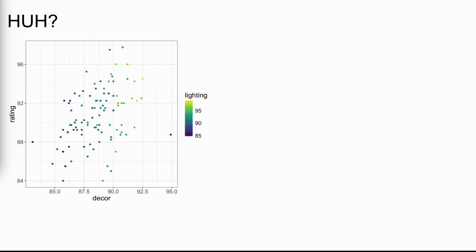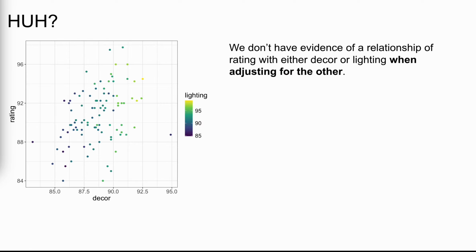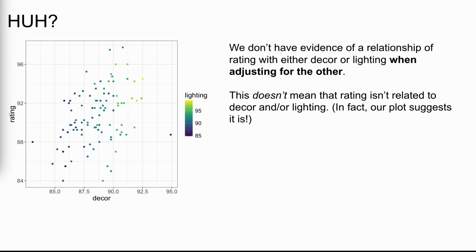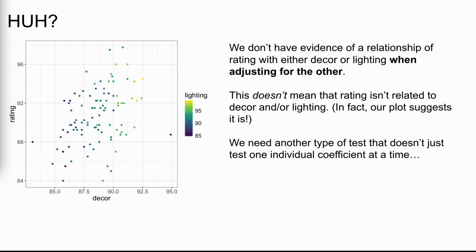This is a reminder that we have to be cautious in our hypothesis testing interpretations. Mainly, the t-test suggests that there is not sufficient evidence of a relationship of rating with either decor or lighting when adjusting for the other. This does not mean that rating isn't related to decor and/or lighting. Again, our plot suggests that it probably is. All to say, we need another type of test that doesn't just test one individual coefficient at a time.